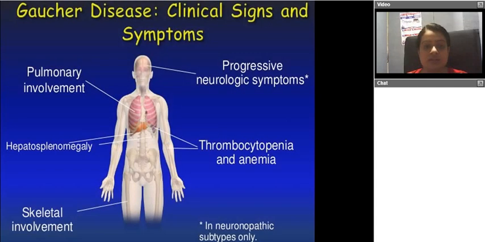Some of the clinical symptoms of Gaucher's disease include pulmonary involvement, hepatosplenomegaly, skeletal involvement, progressive neurologic symptoms, thrombocytopenia and anemia, and so on.